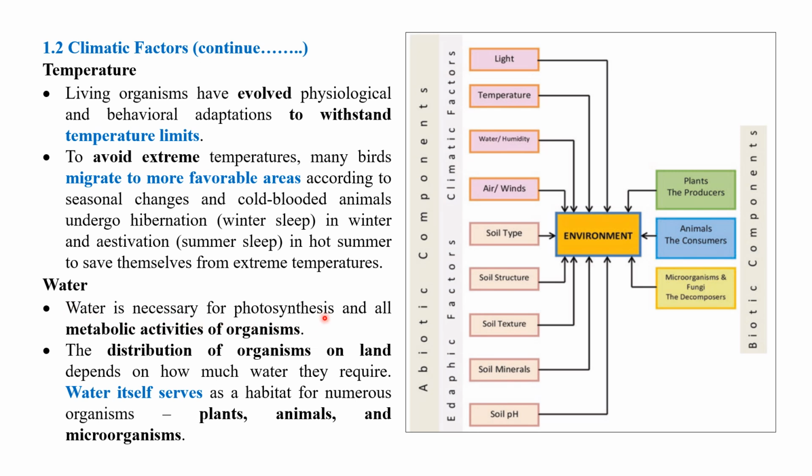Water is necessary for photosynthesis and all metabolic activities of the organisms. The distribution of organisms on land depends on how much water they require. As we know, water itself serves as a habitat for numerous organisms. Plants, animals, and microbes live in water.